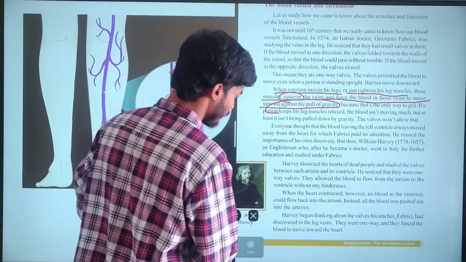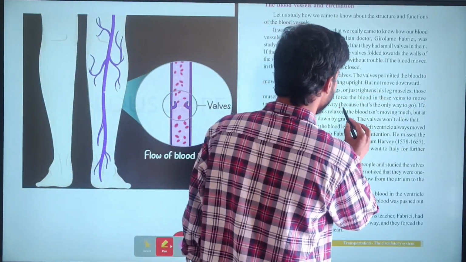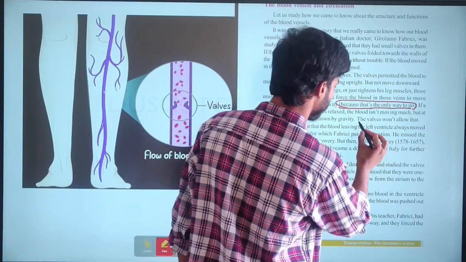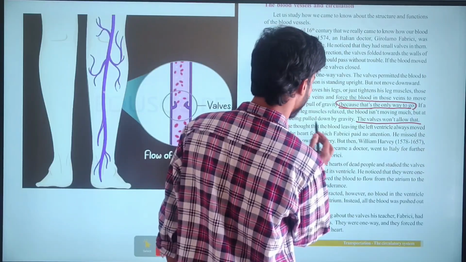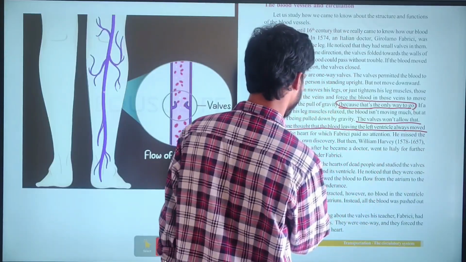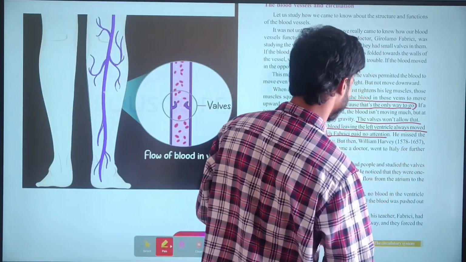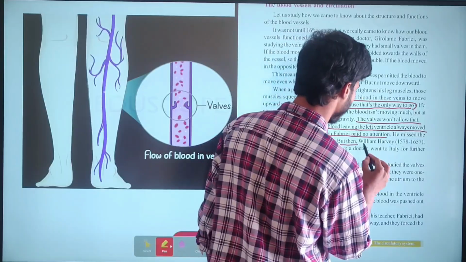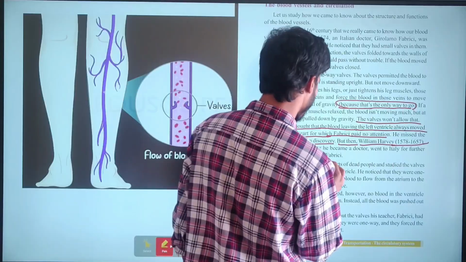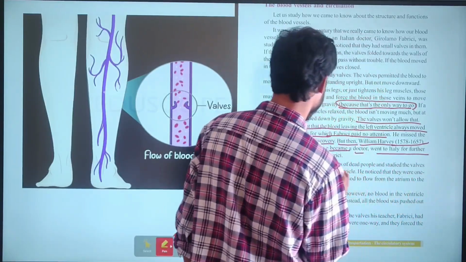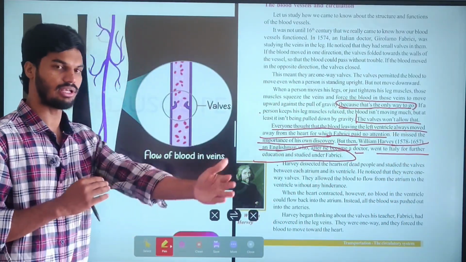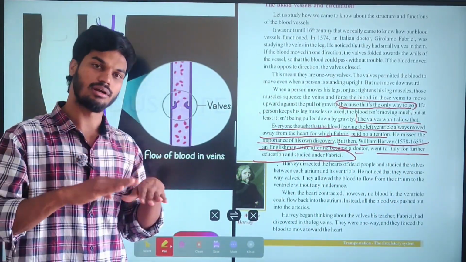Then what did he observe? He found that there is only one way to go, and the valves won't allow the blood to go back. Everyone thought that blood leaving the left ventricle always moves away from the heart, which Fabrici paid no attention to. He missed the importance of his own discovery. But William Harvey, born in 1578, who later became a doctor, went to Italy for education and study. From this observation, he concluded that the valves are unidirectional and the blood is able to circulate very fast.